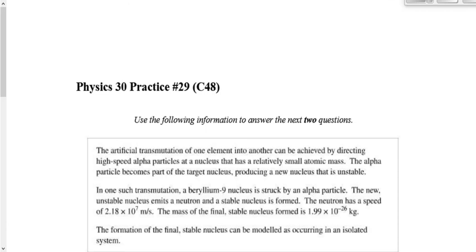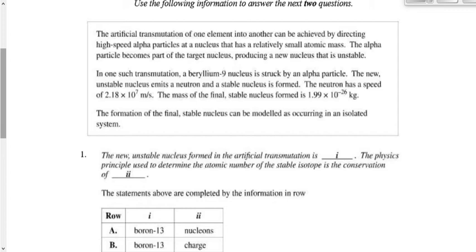Let's take a look at practice question set number 29. It talks about this artificial transmutation of one element into another by directing alpha particles. We never talked about this specific form of artificial transmutation, but that's okay. In the end, we can still answer the question. It says the new unstable nucleus formed in the artificial transmutation is what?